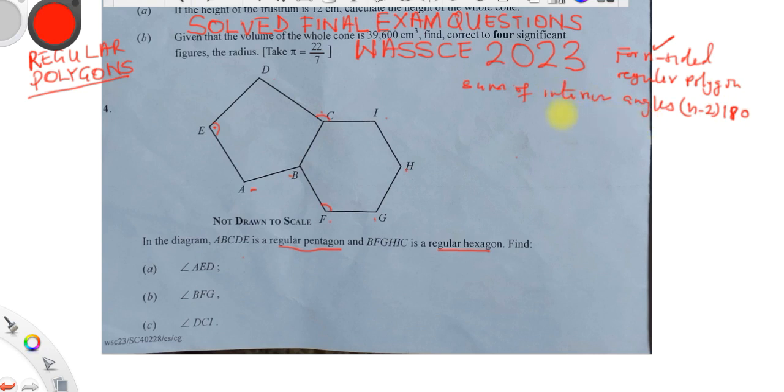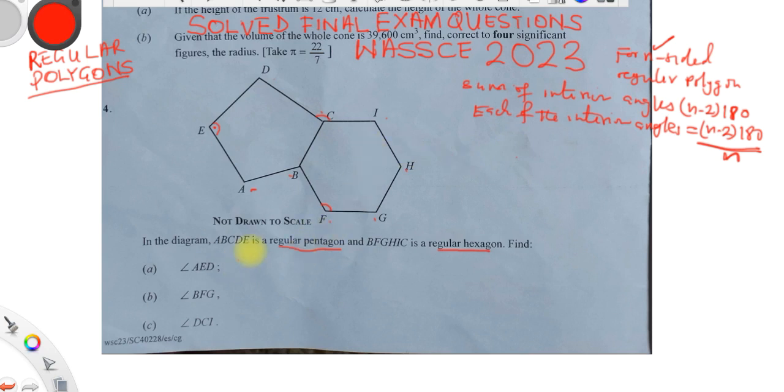And if I want each of the interior angles, each of them is given by the sum divided by the number of sides: n minus 2 times 180, divided by n. Yes, you know this. And the sum of the exterior angles will always give us 360 degrees, so each exterior angle is given by 360 divided by the number of sides.